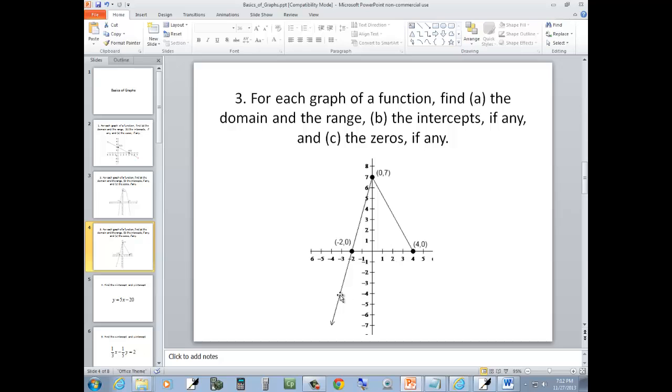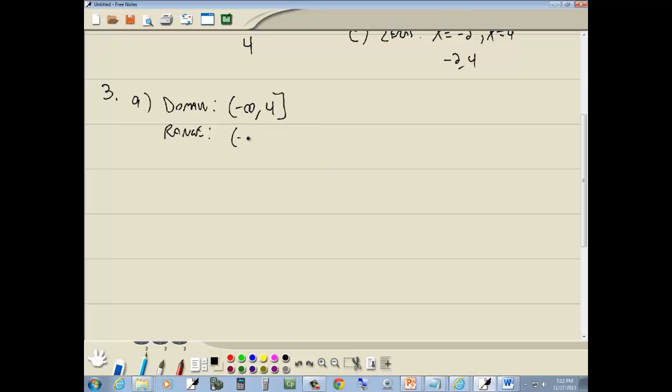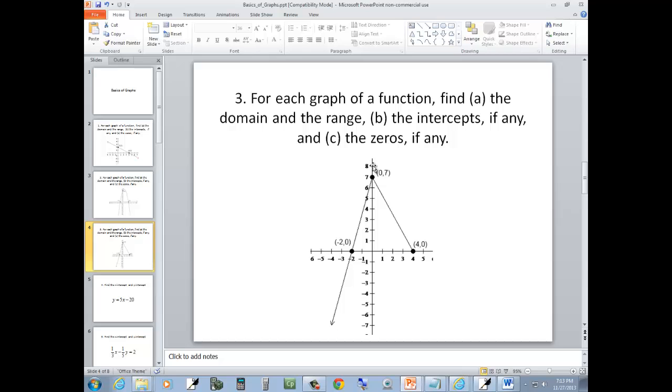Now our range. Well, this is going down forever, so it's obviously going to negative infinity in my y values. The highest point is right here, which is y is equal to 7. So this is going to go from negative infinity to 7. If I come up here to y is equal to 8, if I go right or left, I don't find my graph anywhere.